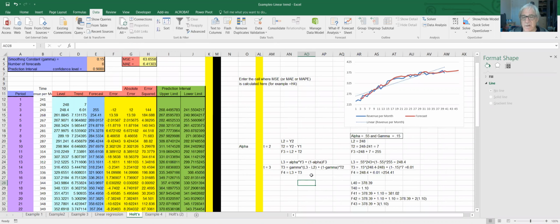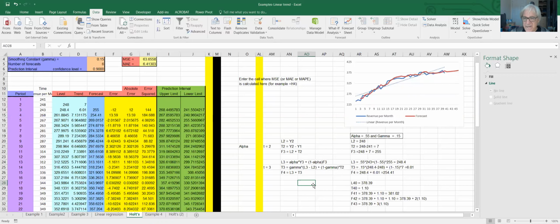Why is this the new one? Suppose we just found out that our level of period 3, L3, is 200. This means that at period 3, I'm going to start a new forecast at a level of 200. And the previous level at the previous time was 150.